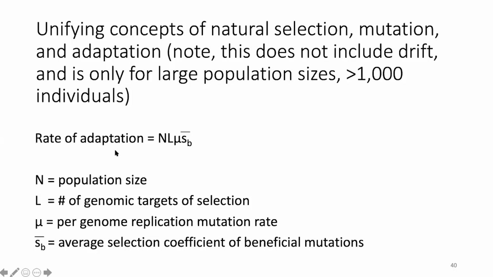So rate of adaptation is going to be contingent on population size, number of targets of selection, so number of sites in the genome that are good for a bacteria, good for a virus to change, the rate at which you get these mutations, and how good are these mutations? That's what this is giving you. On average, how much benefit do these L mutations give you? And so if you combine these things together, you'll be able to tell whether or not a population has a lot of potential to adapt or very little potential to adapt.